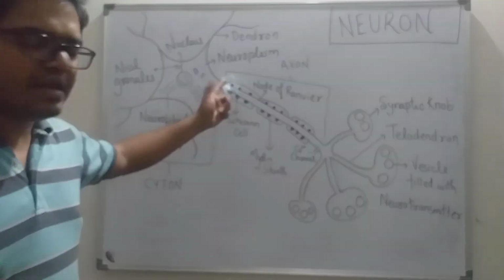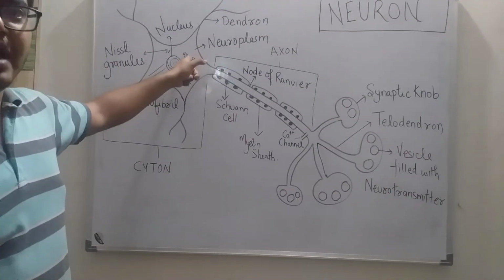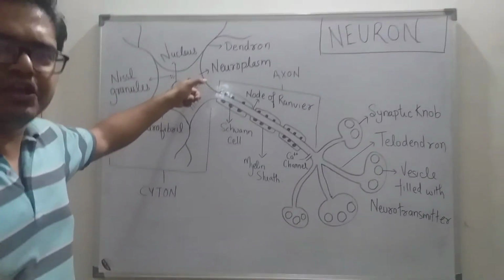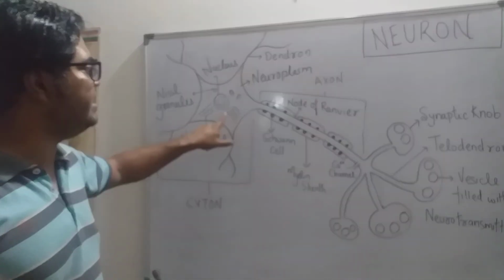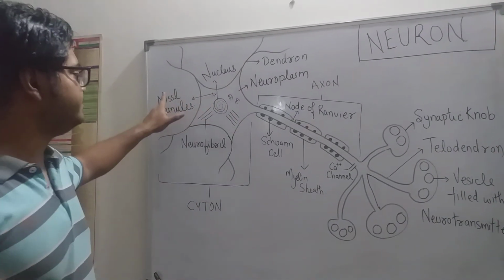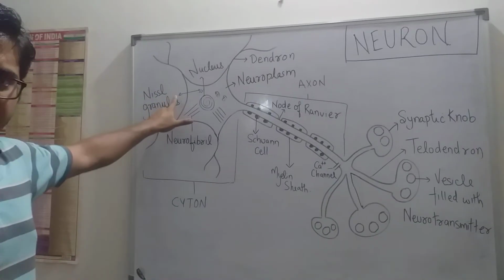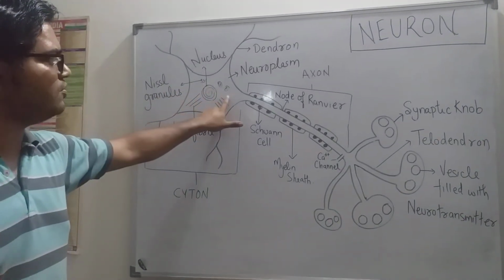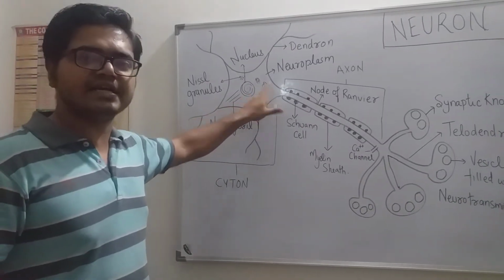The membrane is called neurolemma and it is filled with neuroplasm and cell organelles like nucleus, neurofibril, Nissl granules, ribosomes, mitochondria, Golgi body, etc.